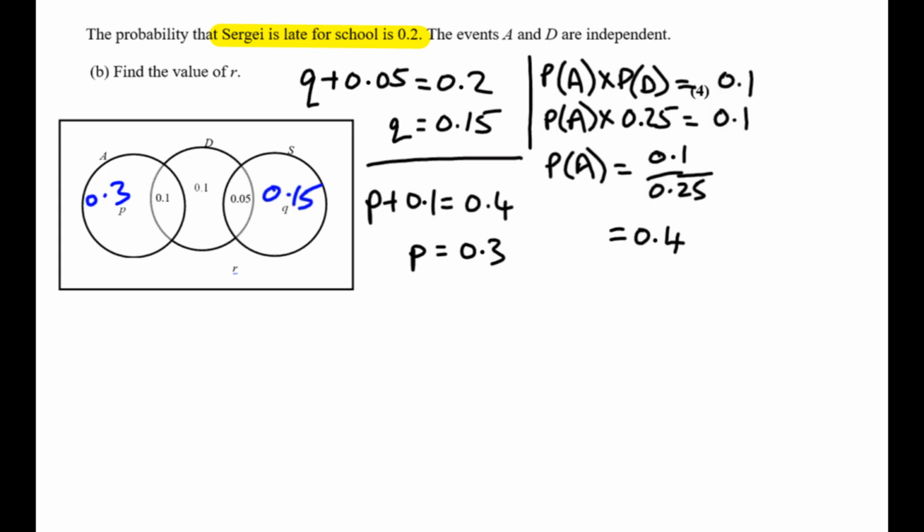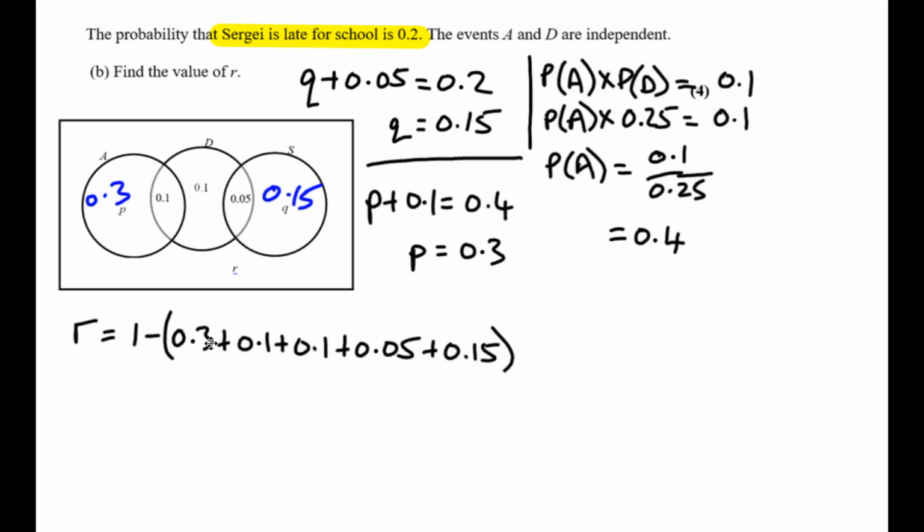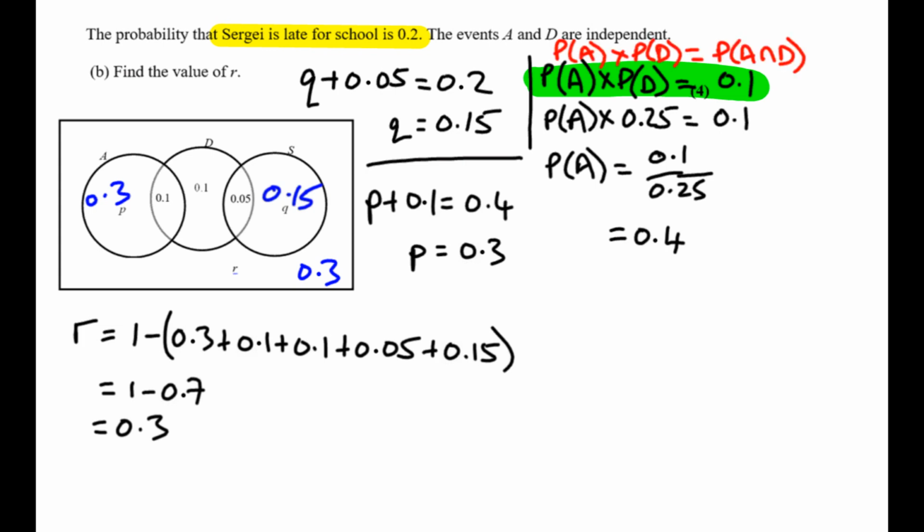And finally, all of these probabilities should add up to 1. So sum them together, subtract from 1, and that will give us R. And that gets us an answer of R equals 0.3. Okay, so let's be really careful here. We used the test of independence. As soon as we were told that they were independent, we straight away had to use this, knowing that the probability of A times the probability of D must equal its intersection. That will always hold true for two independent events.